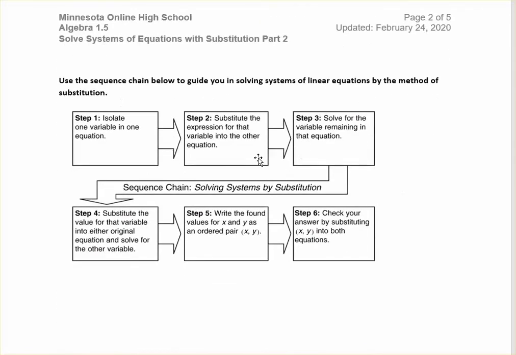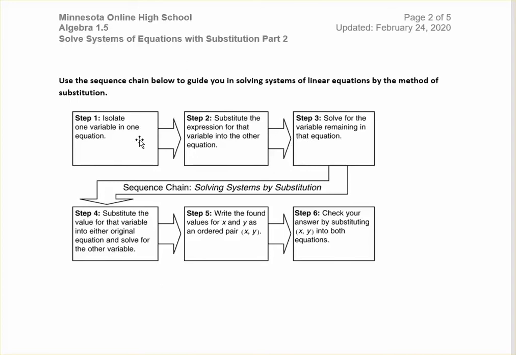Now this should look familiar because it's the same sequence chain that we used on the Solve Systems of Equations with Substitutions Part 1 assignment. And in this lesson we are going to have to do step 1. Last time step 1 was done for us, but now we will have to solve one of the equations for either x or for y. And then all the other steps are the same.